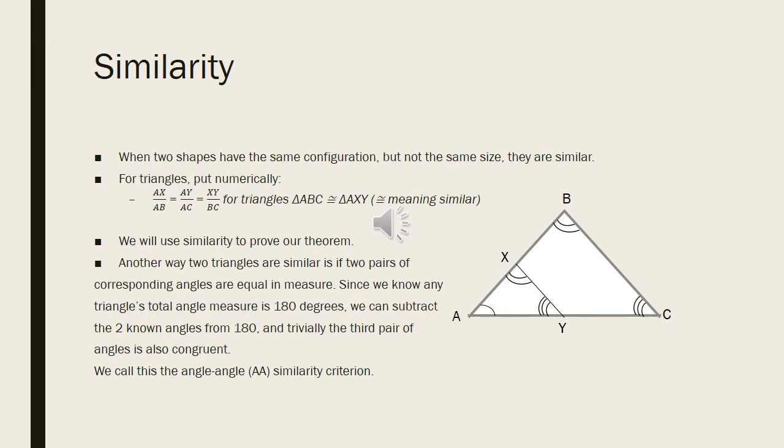Now, another way to show similarity is by angle-angle criteria. Because a triangle has 180 degrees and always has 180 degrees, if any two angles are equal, then by definition the third angle must also be equal.